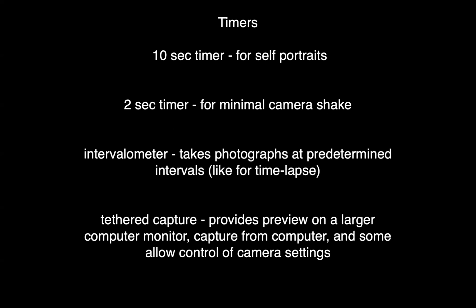Some cameras actually have an intervalometer built into it, and most have it as an external device that plugs into it. And an intervalometer takes pictures at set intervals. So it's great for time-lapse photography, for example. If you want to take one picture every 30 seconds for the course of, I don't know, 5 hours or something like that, and see something changing.